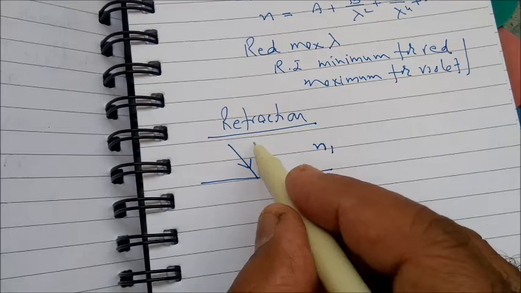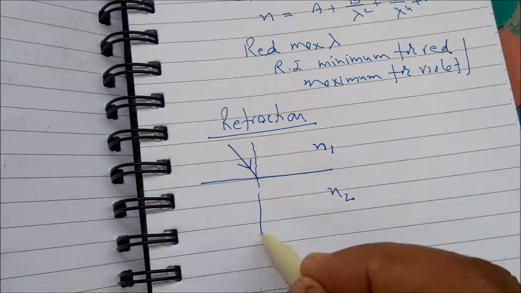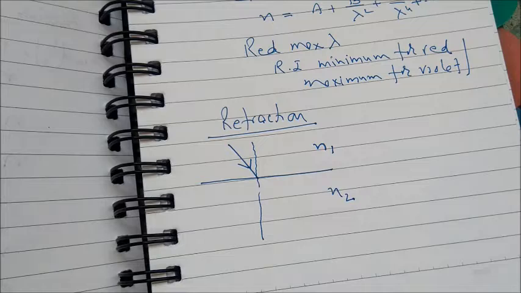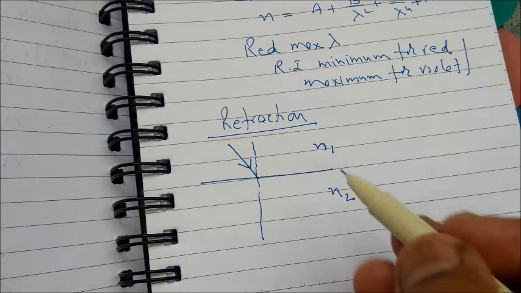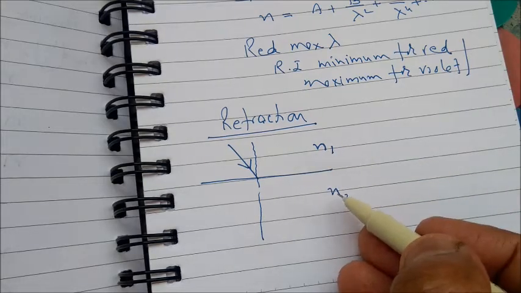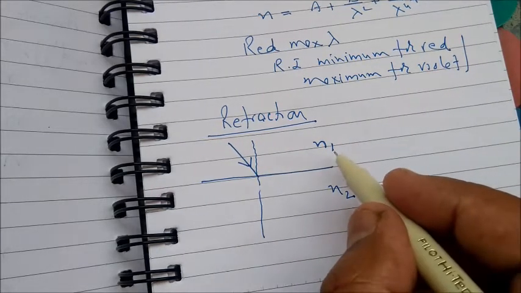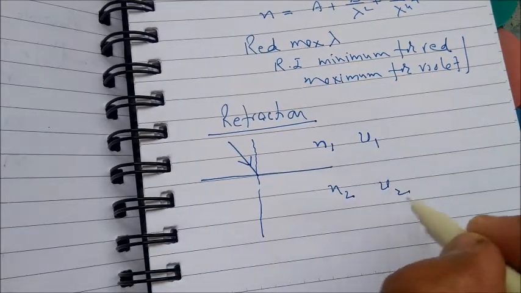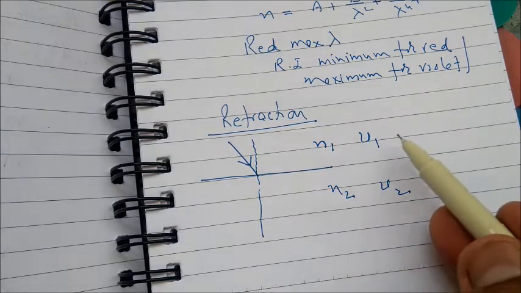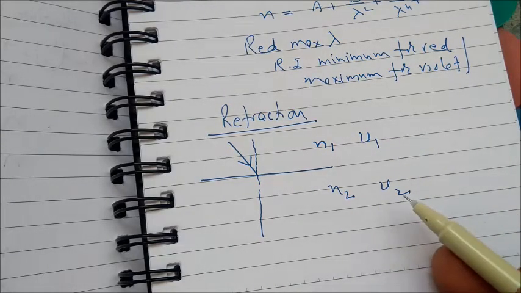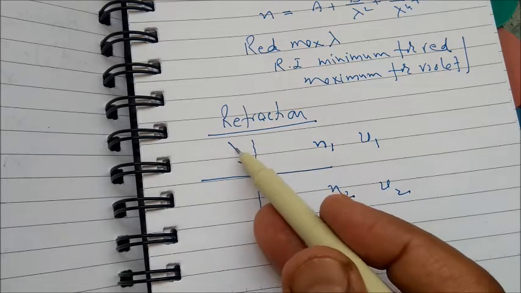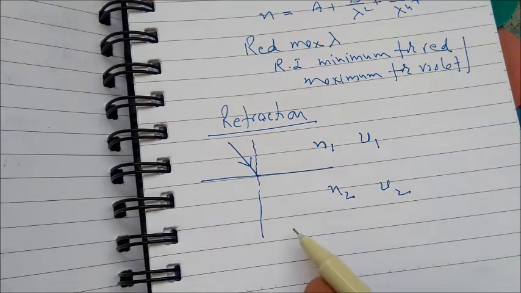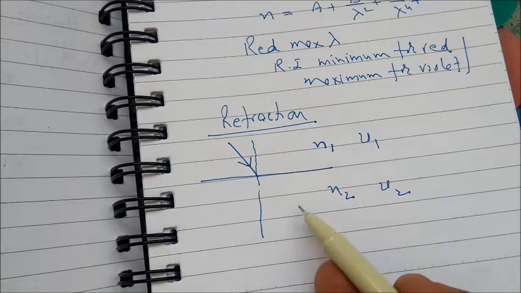Okay, now if the light ray just passes through the other medium, we call it refraction. But in refraction, if the mediums are different, the speed of light is different. Here the speed of light may be, say, V1, then here it will be V2. And due to these different speeds in two different mediums, the light ray doesn't go straight. It bends from its path. It either comes towards the normal or it moves away from the normal.